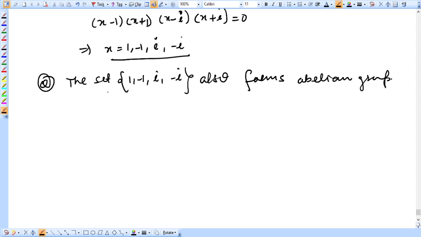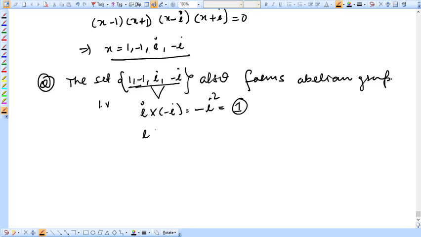It is pretty simple. 1 into 1 is 1. If you multiply any two numbers from this set, you will get a number of the same set. Like if you multiply i into -i, you get -i^2, which is equal to 1, so 1 is an element of this set. If you multiply i with i, you get i^2, which is -1, also an element of this set. So you see, this set is closed. Also the associative law is true for all complex numbers.